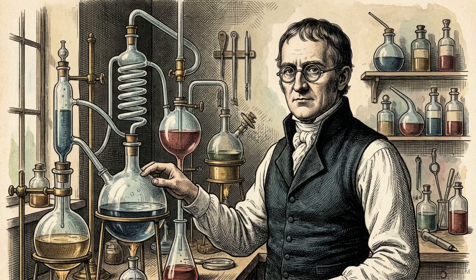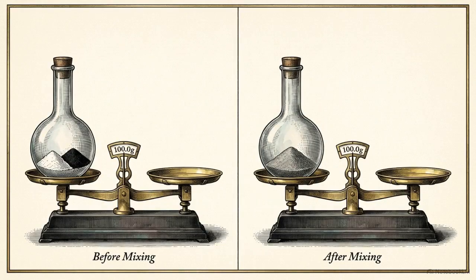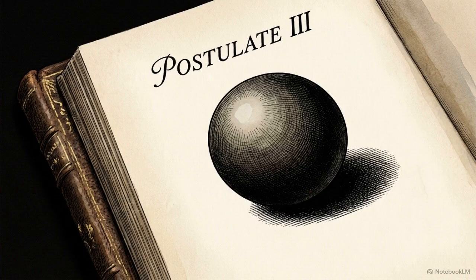Decades earlier, the chemist Antoine Lavoisier proved the law of conservation of mass. He demonstrated that in a closed system, the total weight of the ingredients before a reaction matches the total weight of the products. Dalton internalized this macroscopic law and wrote Postulate 3. Atoms themselves cannot be subdivided, created, or destroyed in ordinary chemical reactions.